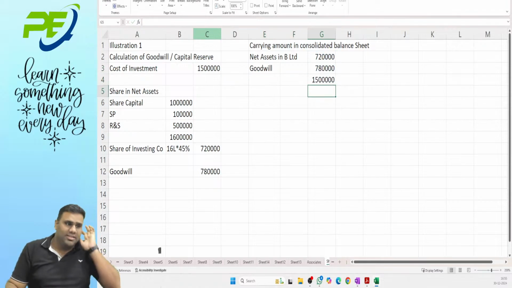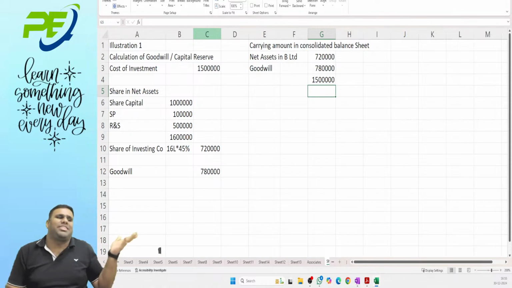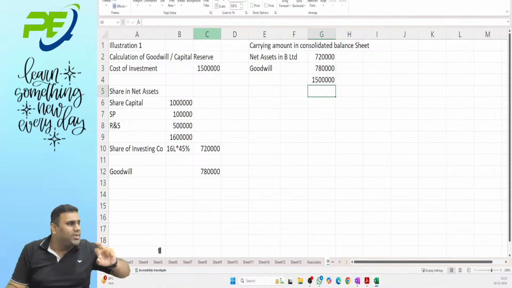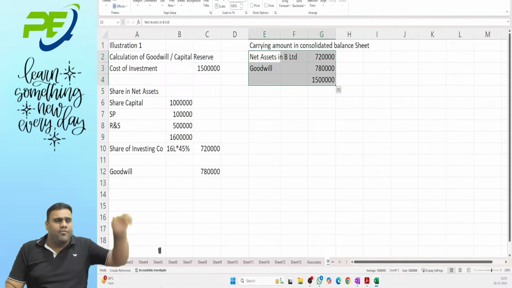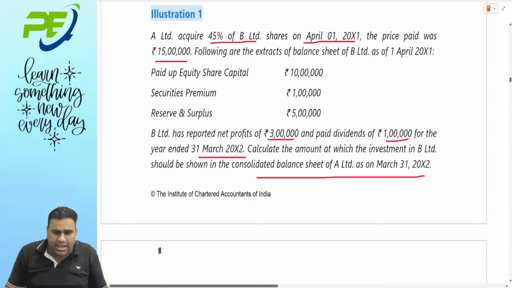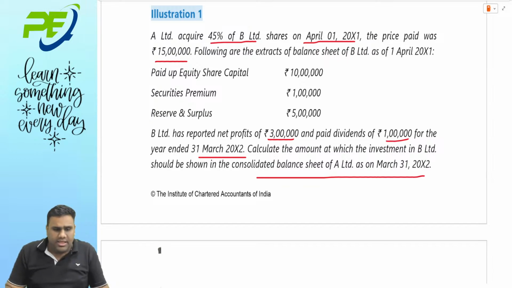You have to show how much you have paid for goodwill and how much you have paid for that net asset. 720 and 780. But this will be on the date of acquisition. When did I acquire? 1st April 20x1.